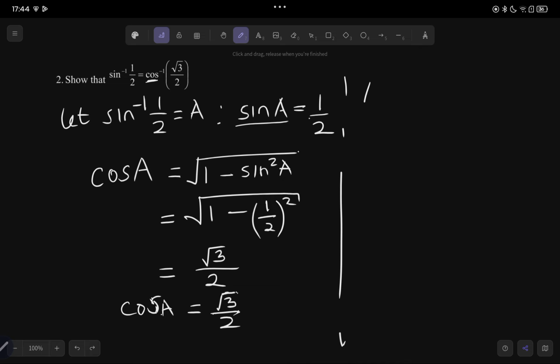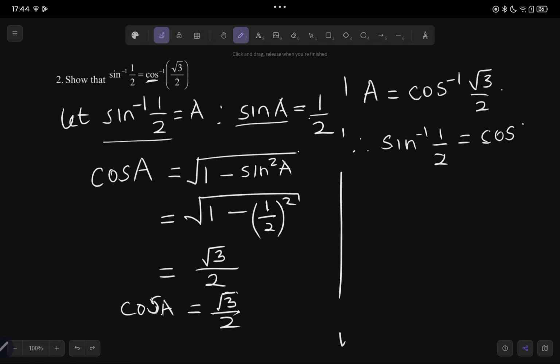So what is our A? Our A is now cos inverse of root 3 over 2. Therefore, if we put back our A, since our A was sine inverse of a half, therefore sine inverse of a half, which is A, is cos inverse of root 3 over 2.